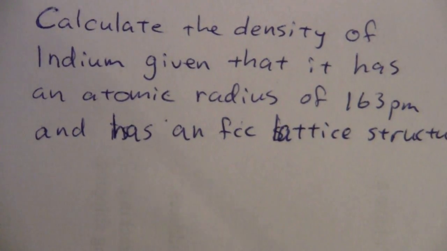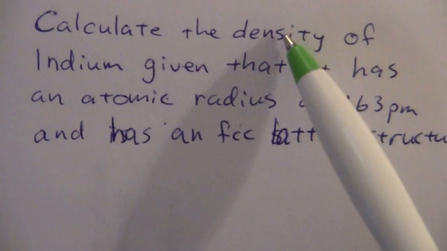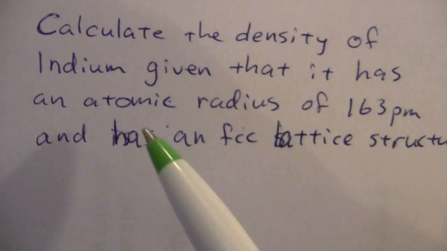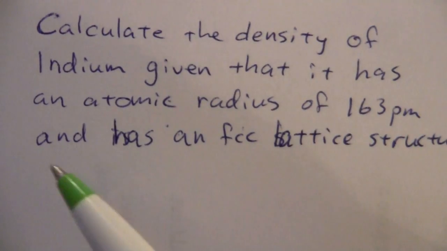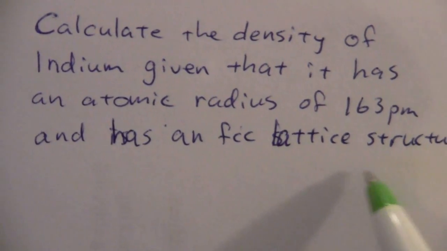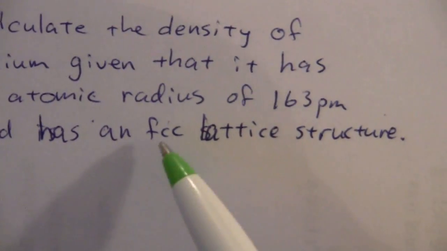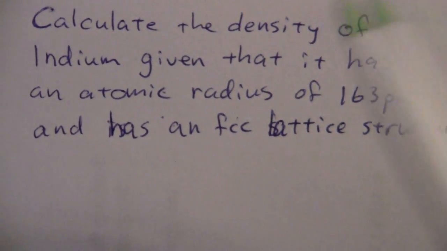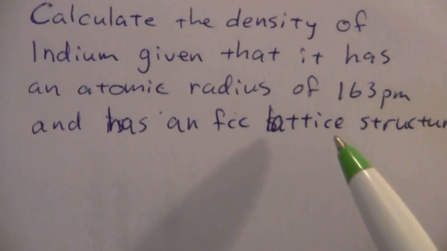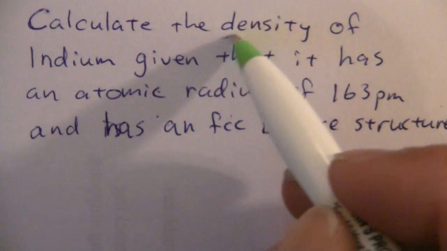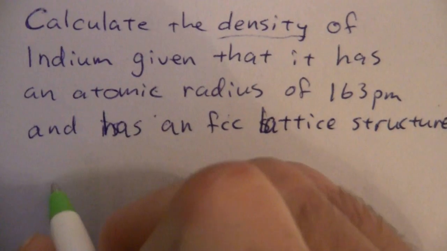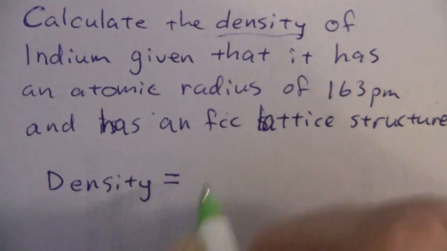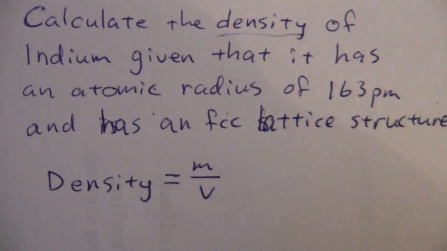This is an example problem of calculating the density of an element, in this case indium, given its atomic radius in picometers and its lattice structure, in this case the FCC or face-centered cubic lattice structure. So the way we're going to approach this problem is recognize that we want to find density. And what is density? Mass over volume.